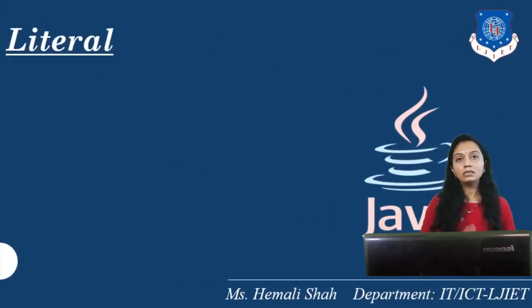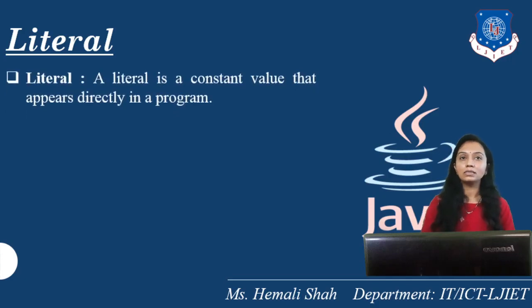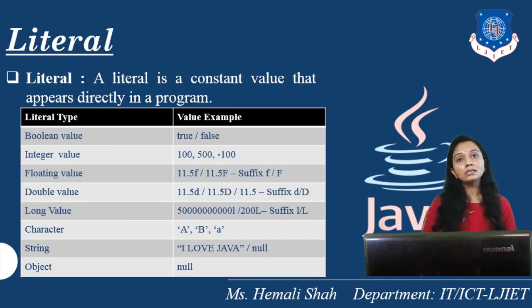Now these literals, what are literals? Literals means the constants that you are using in your program. These all actually work as literals, right? So literals: boolean, integer, floating, double, long, character, string, object. These are all the literals we are using in our program. Whenever you want to use the boolean kind of literal, you have to use true and false. For the integer kind of literal, you have to use some integer number, either in the form of positive or in the form of negative.